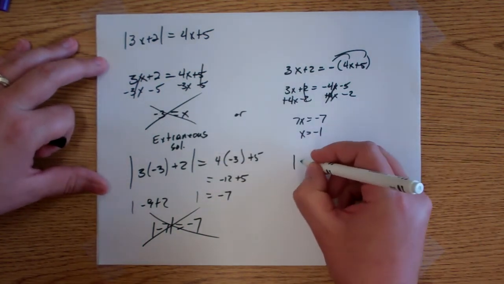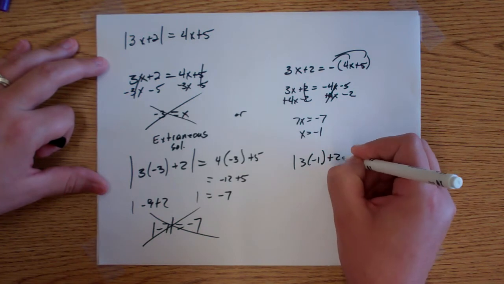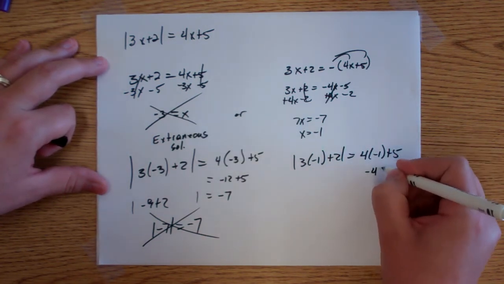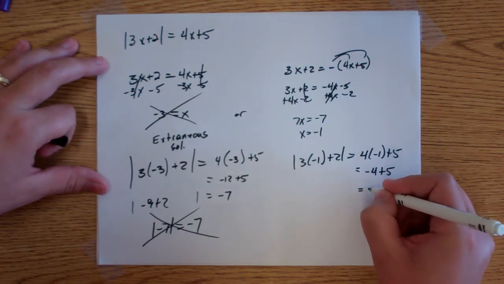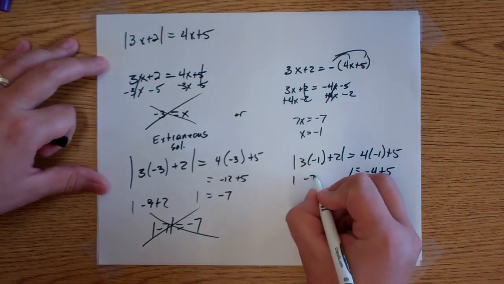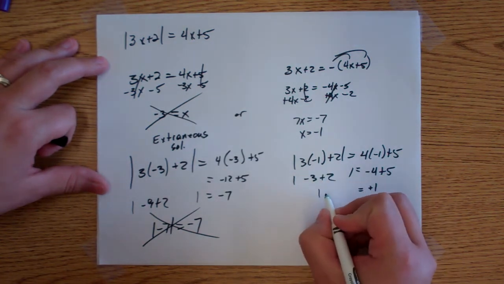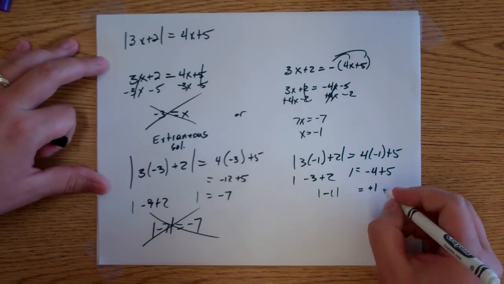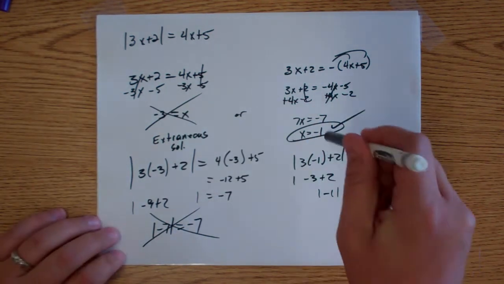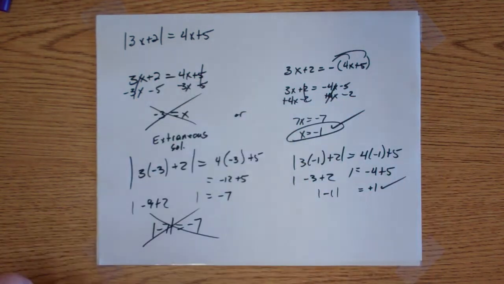So let's try it. 3 times negative 1 plus 2 equals 4 times negative 1 plus 5. Negative 4 plus 5, well, that's positive 1, so it could work. Let's try this side. Negative 3 plus 2, absolute value of negative 1 equals 1. Checks out. Boom, x equals negative 1 is the only solution to this equation.